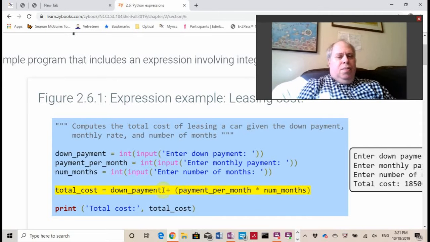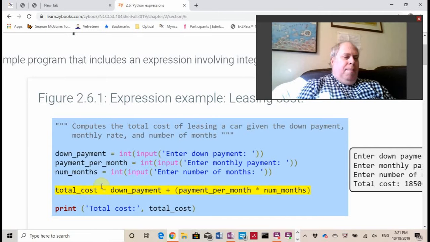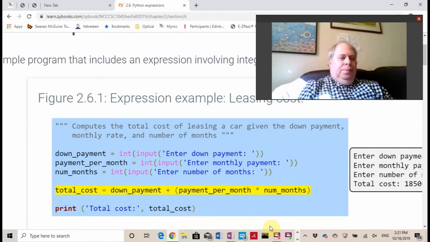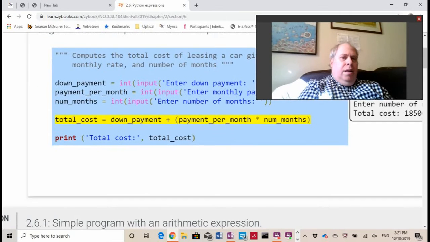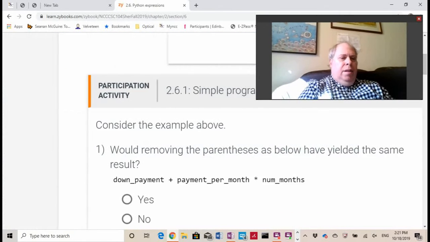Now one thing they're doing to make it a little easier to read is they're putting spaces around the plus and the times. They're going to say that that's a good idea later. And now all of this happens, and you don't really see anything but the prompts and your answers. You don't see this calculation until you print it out. So that's something you ought to realize, that you've got to wait to print it out.